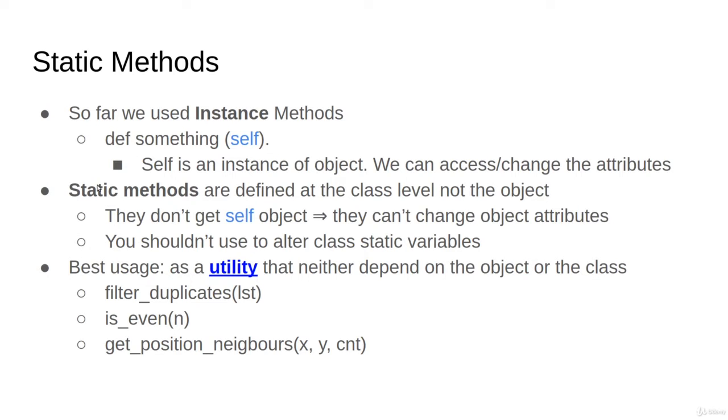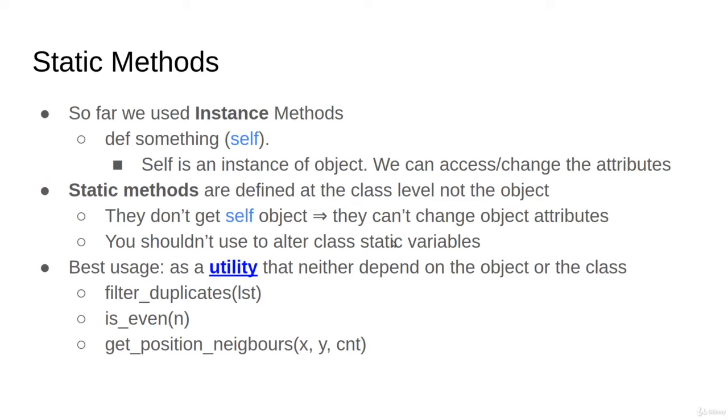Static methods, on the other side, are defined at the class level, not on the object level. They don't get the self object as a first parameter here. They cannot change object attributes, and also you shouldn't use them to access the static variables, as we will learn. You can think of static methods as some very generic functions that actually should be put outside the class, but you still think they are relevant to the class, so maybe it's a good idea to put them inside it, although they don't have any access to the static variables or to the objects itself.